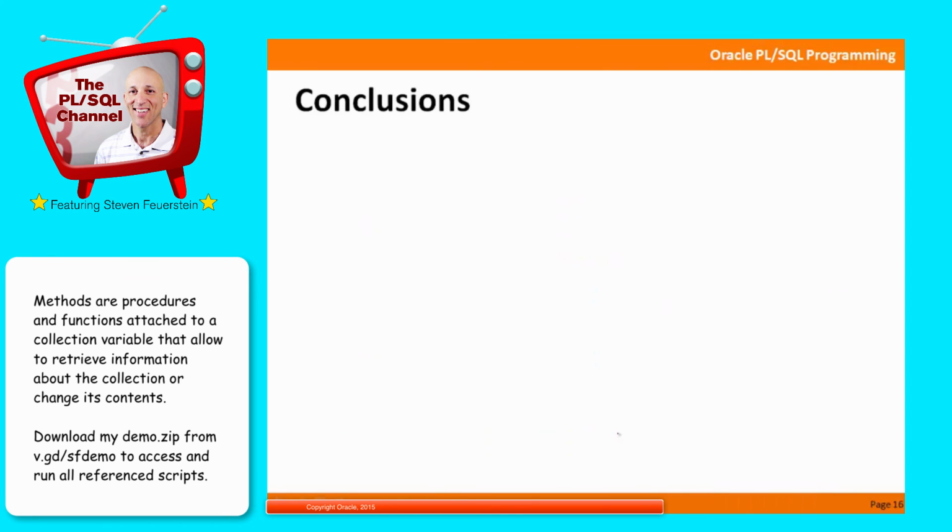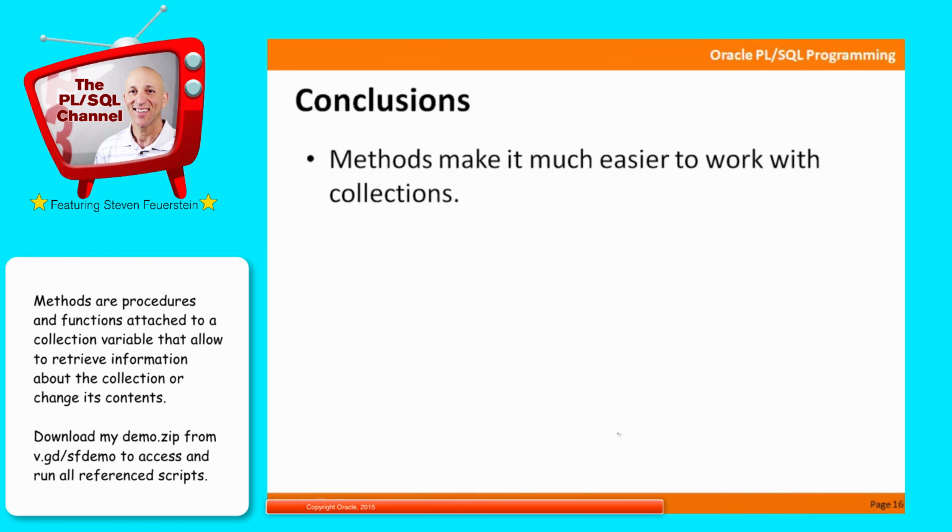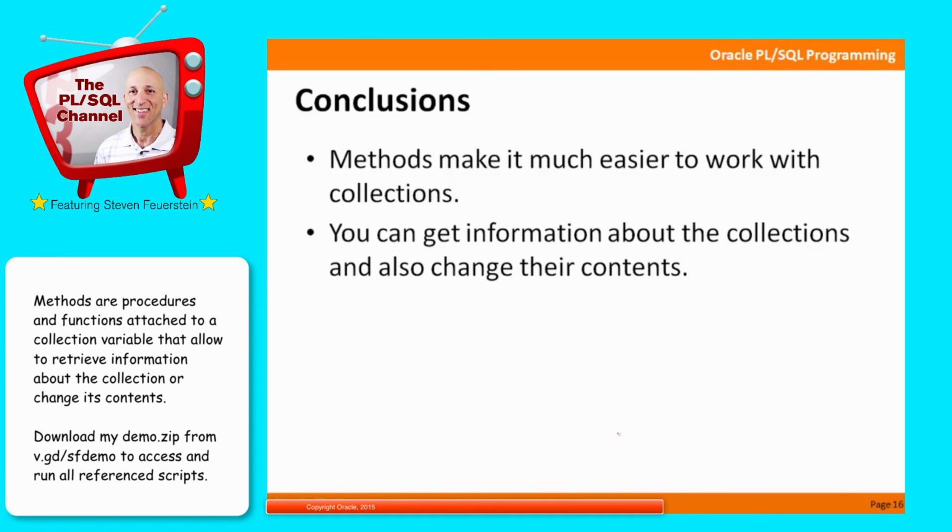Drawing some conclusions. Methods in general make it much easier to work with collections. If you couldn't ask about the count, if you couldn't do deletes, if you couldn't navigate with first and last and next and prior, in other words, if your collection was a black box, an opaque structure, it would be very difficult to work with it. The collection methods really open up collections, making them easy to work with, easy to understand their contents, easy to manipulate.